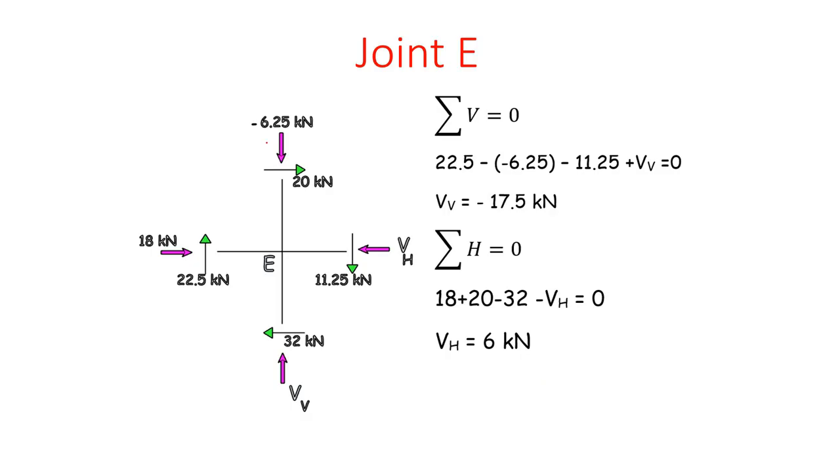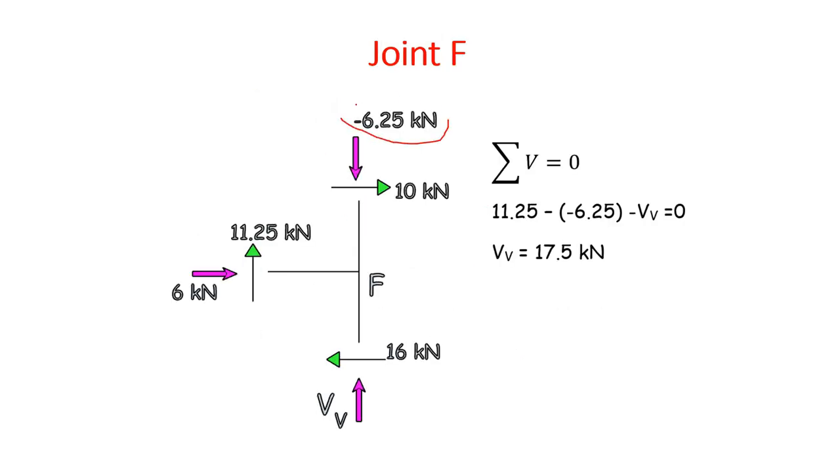Similarly, joint E. Here I have not changed the direction, but I have taken minus 6.25, which was calculated from the earlier calculations. So substituting all the values, you get VV equal to minus 7.5 and VH equal to 6 kilonewton. Similarly, joint F, we have seen that we end up with minus 6 kilonewton, and here summation of V equal to 0, so 11.25, and VV is acting upwards. So you can see that 11.25 minus 6.25 minus VV equal to 0. From this you get VV equal to 17.5 kilonewton.